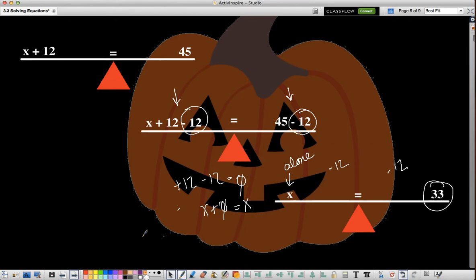Then what you can do to check your work is you can say, okay, if I plug 33 in for x, does that give me 45? Well, 33 plus 12: 3 plus 2 is 5, 3 plus 1 is 4, and it works, so I know 33 is a correct answer. And x equals 33 is my correct answer.